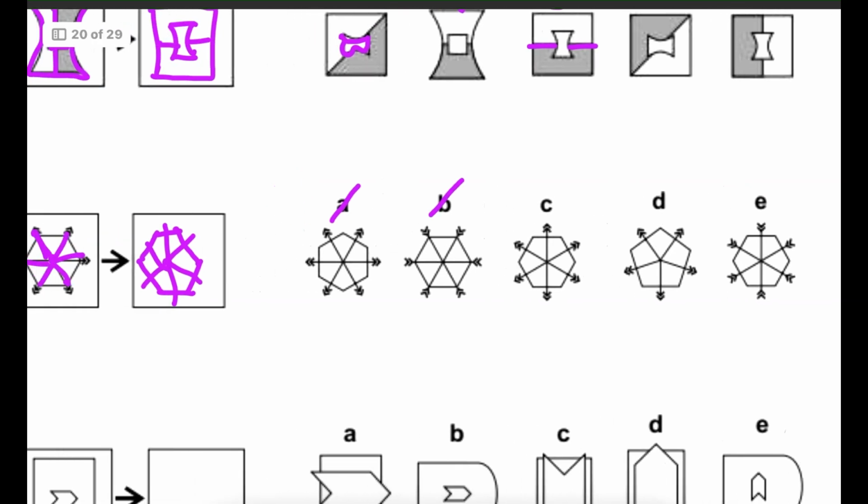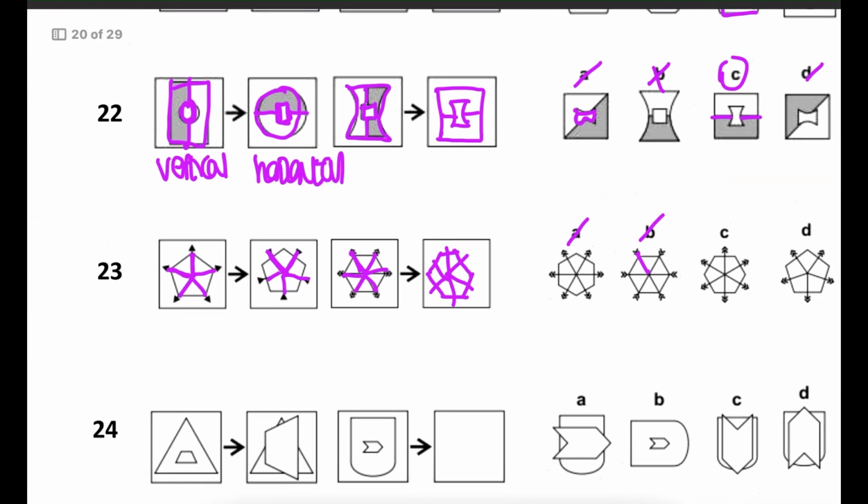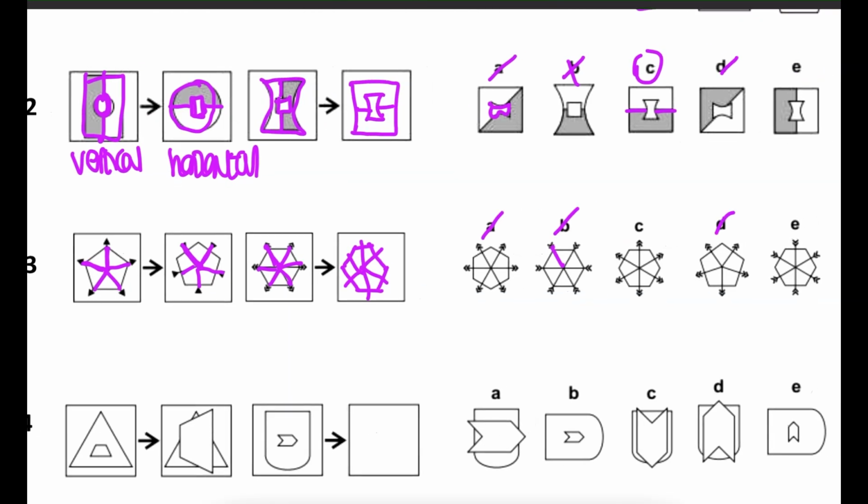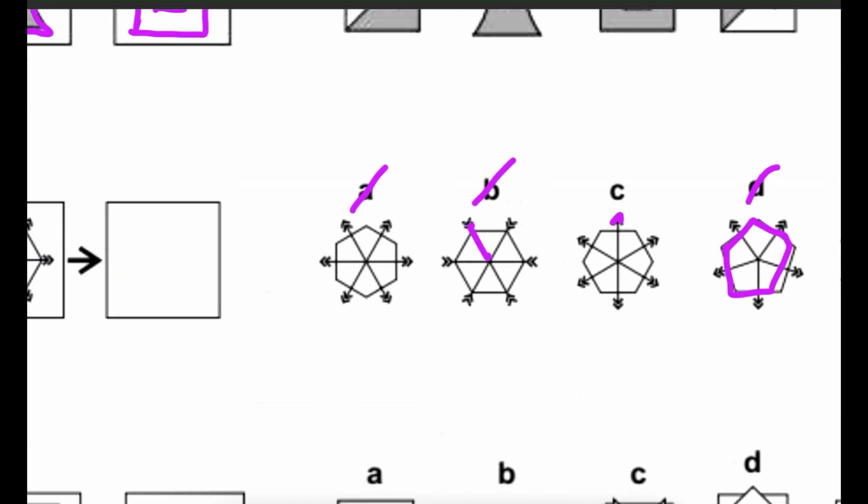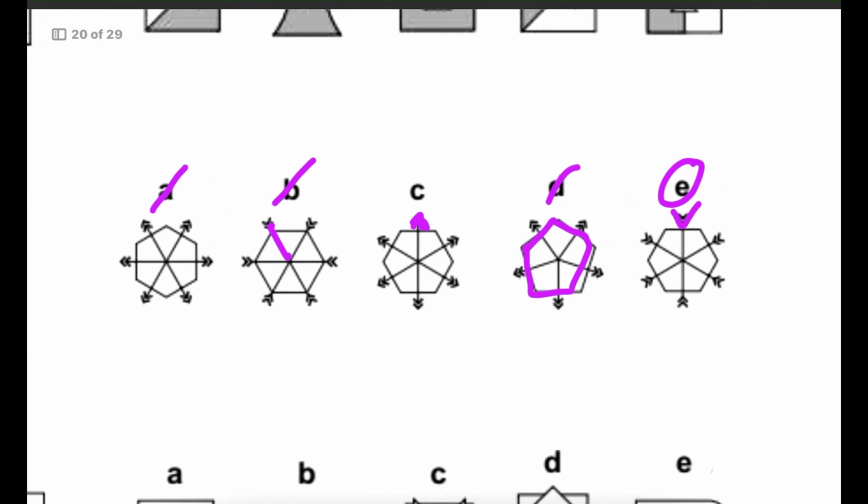B is wrong because they're still coming from the corners when they shouldn't be. So the answer here has got to be... we can also rule out D here because that's a pentagon and it should still be a hexagon. Now we've got to look at the arrowheads. So here they're pointing out, here they're pointing in, here they're pointing out. So here they're going to be pointing inwards. So the answer is E. In C, they're pointing outwards. Here they're pointing inwards.